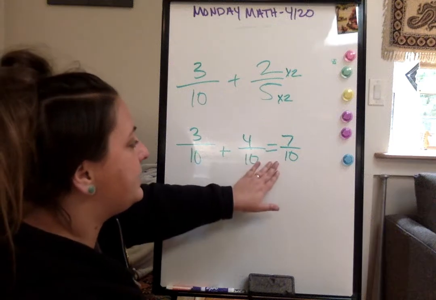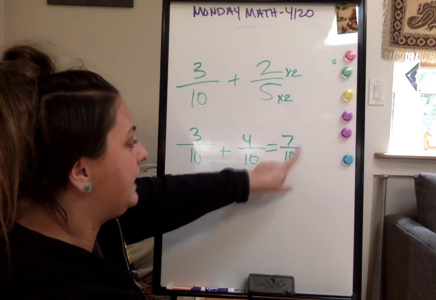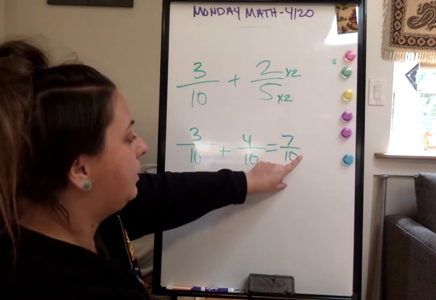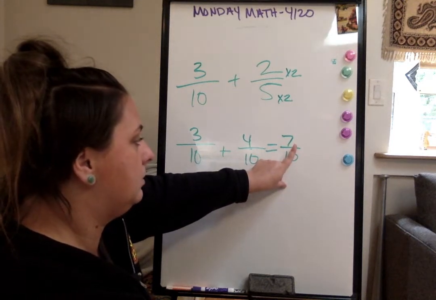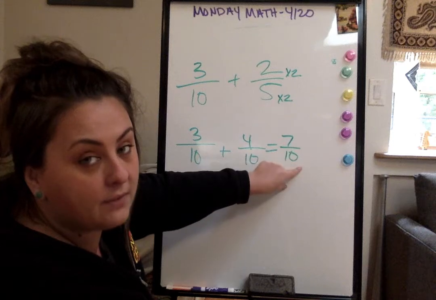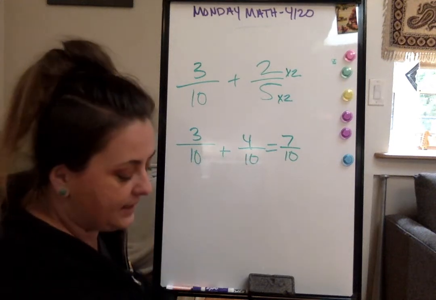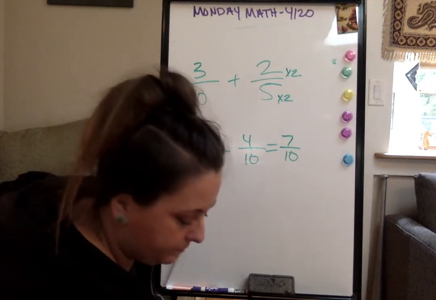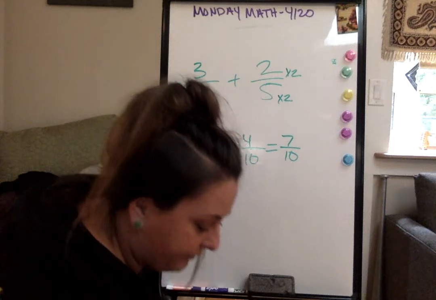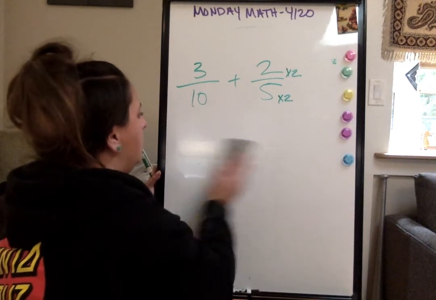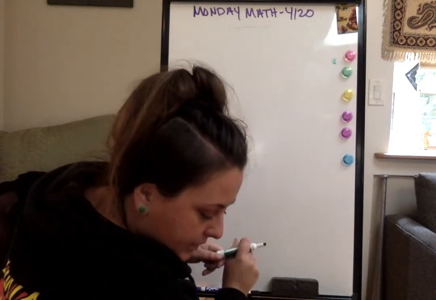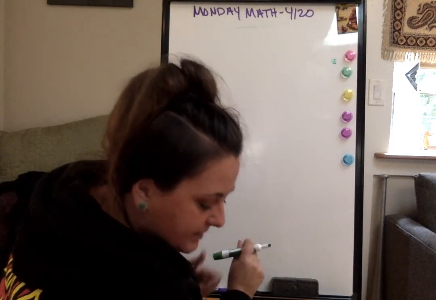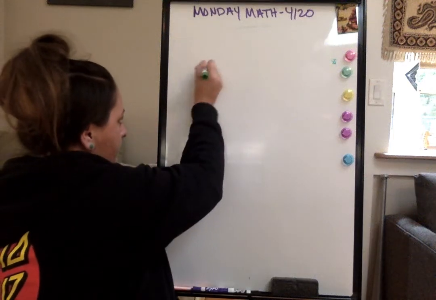And I know I can't reduce this because 2 will go into 10, but it won't go into 7. 3 won't go into either of them. 5 doesn't work. 7 goes into 7, but 7 doesn't go into 10. So I know that that's the lowest I can go. All right, our final question. Woohoo! Final question's another addition problem. For fractions, it's 7/8 plus 2/4.